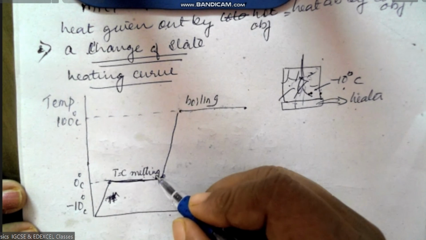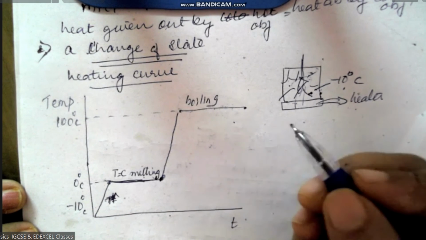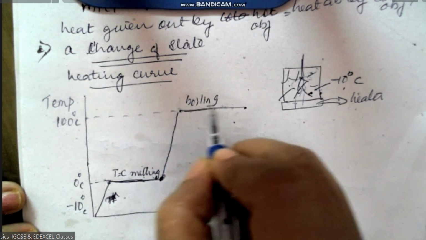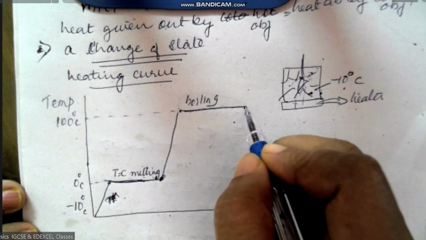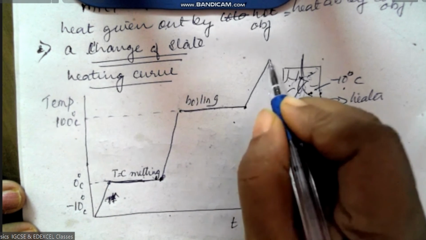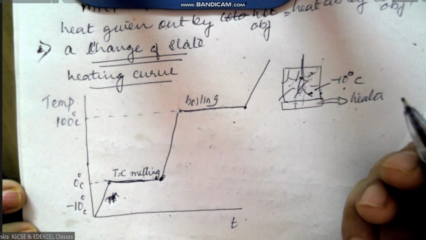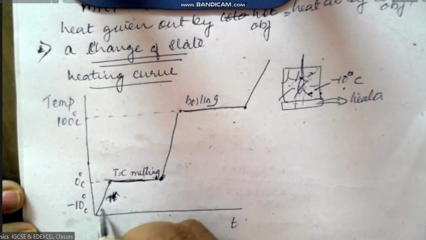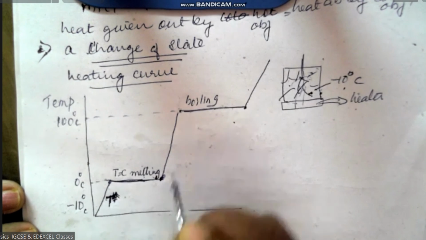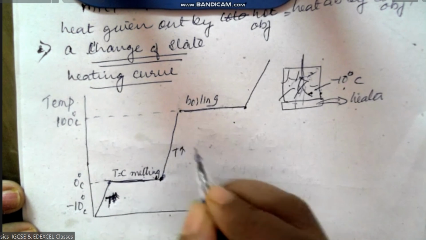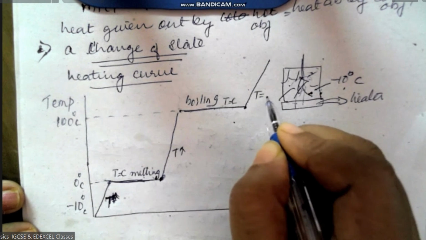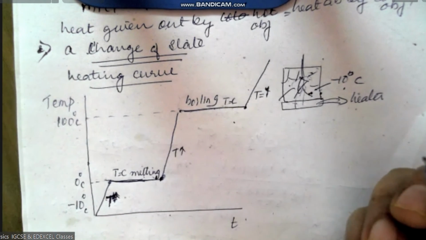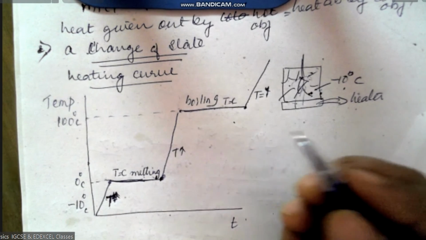Here melting is a change of state, and during that change of state there is no increase in temperature. Similarly in the case of boiling. Now, when all the water has boiled to gas, the temperature rises again. So here the temperature increases, here it increases, here it is constant, here it increases.